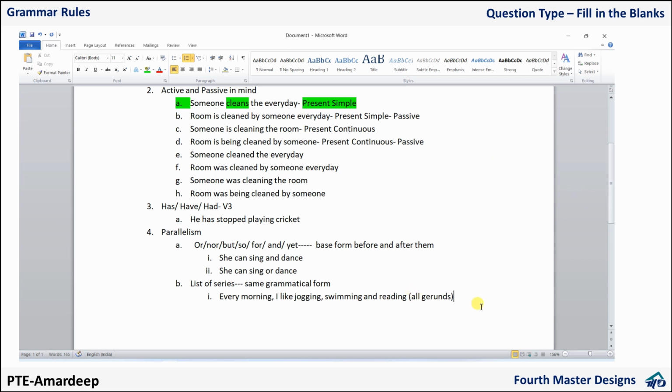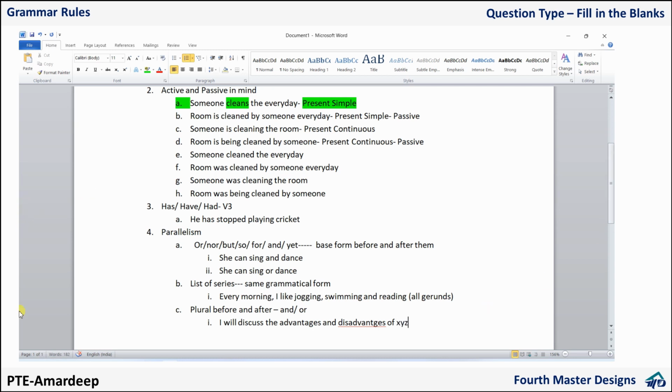Another rule is plural before and after and. Why am I referring only to and? Because we get and commonly in our fill in the blanks. Then are. These two are common. For example, I will discuss the advantages and disadvantages of, let's say, XYZ.